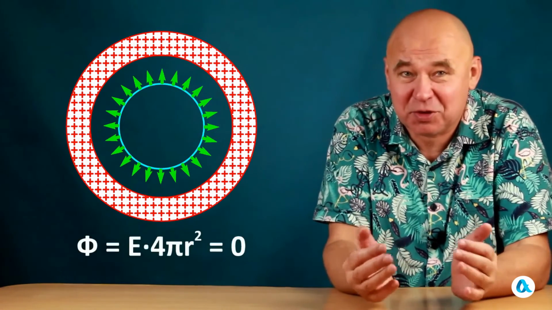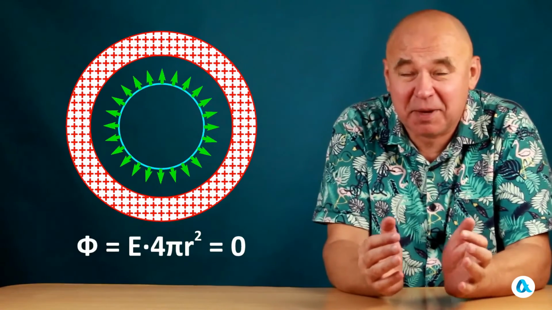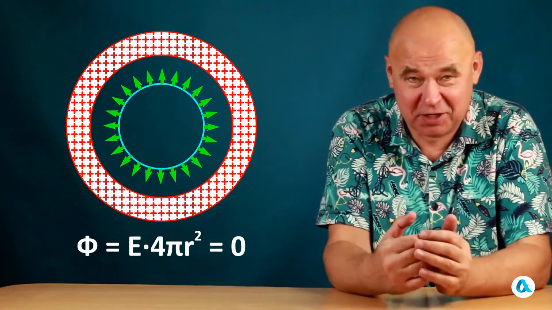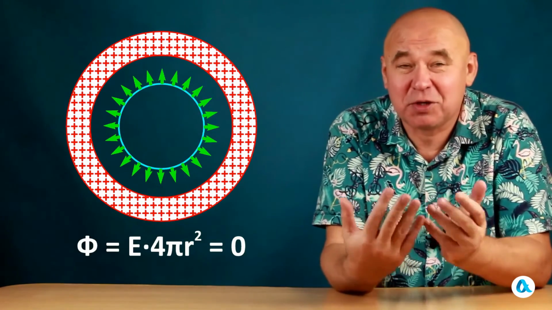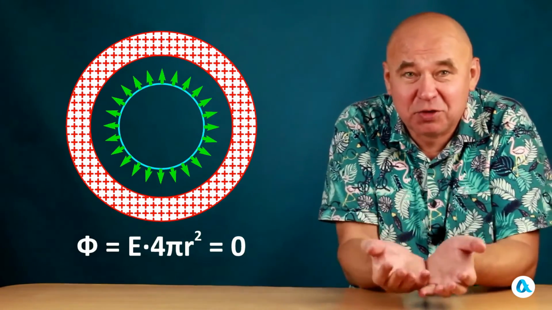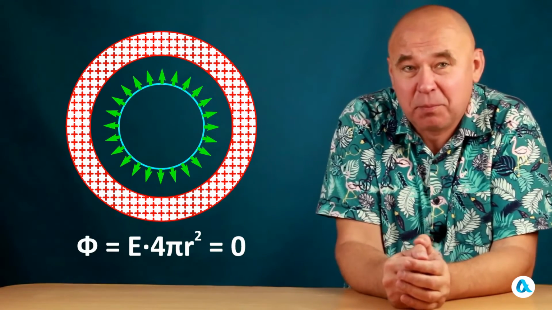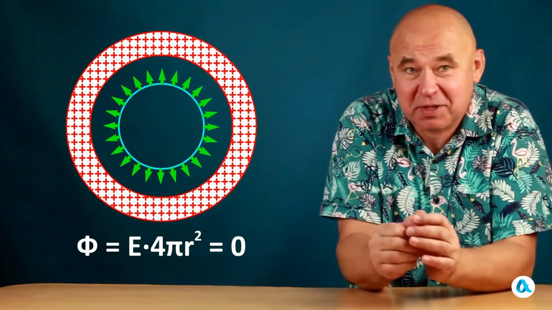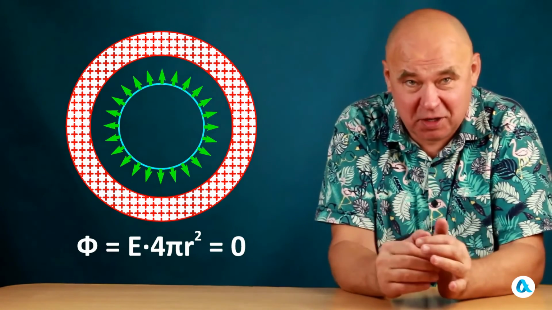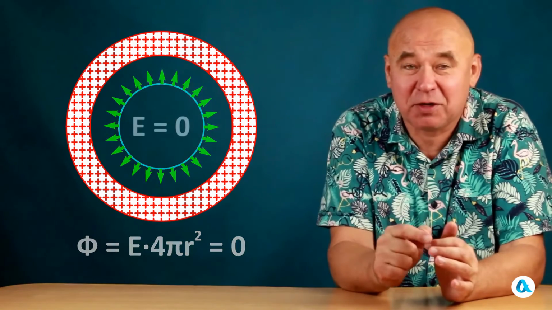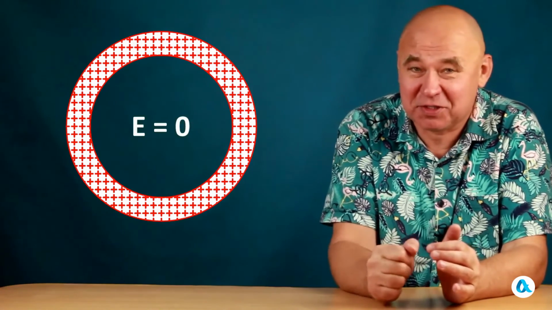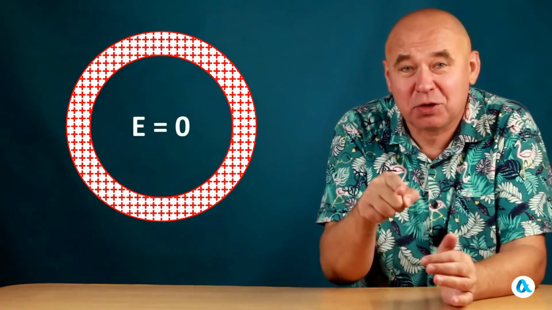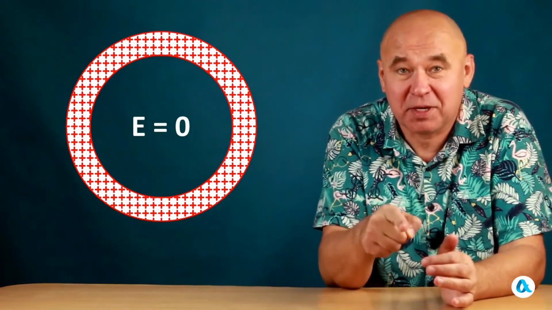But this flux is again equal to the product of the field and the area, and due to symmetry, the field must be the same everywhere, directed along the radius. And so we find that the electric field on this selected surface is 0. But we could select such surfaces with any radius within the spherical layer, which means the electric field inside such a spherical layer is 0 everywhere. It simply doesn't exist there.